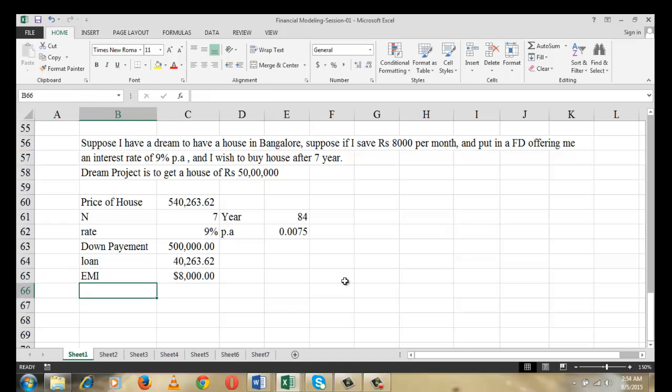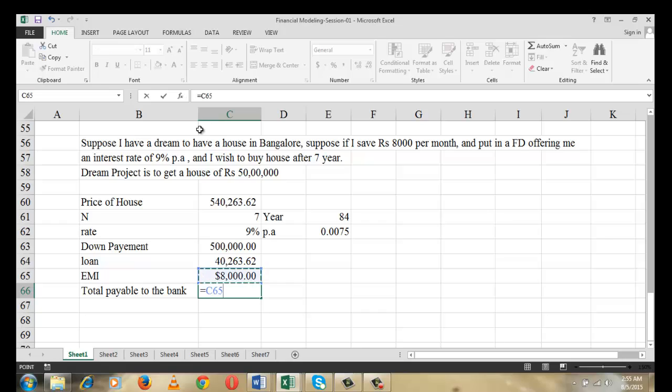So the total payable to the bank, if you think about how much you are paying to the bank, would be the EMI you're paying every month, for the 84 periods, 7 years. So you are paying 6,72,000 rupees, where you're taking a loan of around 42,000.